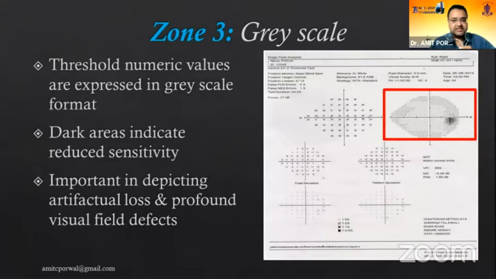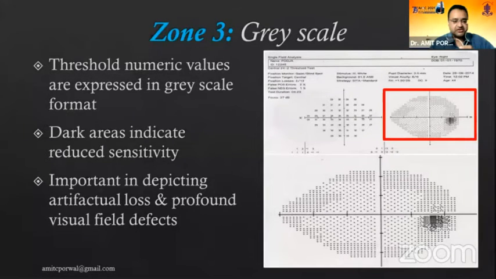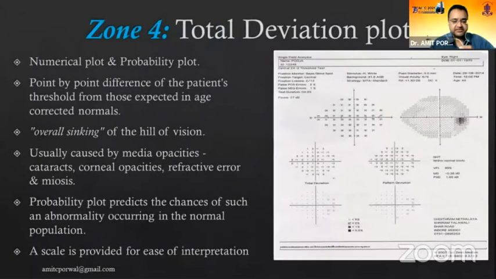Coming to zone 3 is the grayscale. Grayscale is basically the threshold numeric values which are expressed in gray format. The dark areas indicate reduced sensitivity, and it is important in depicting artifactual loss and profound visual field defects.